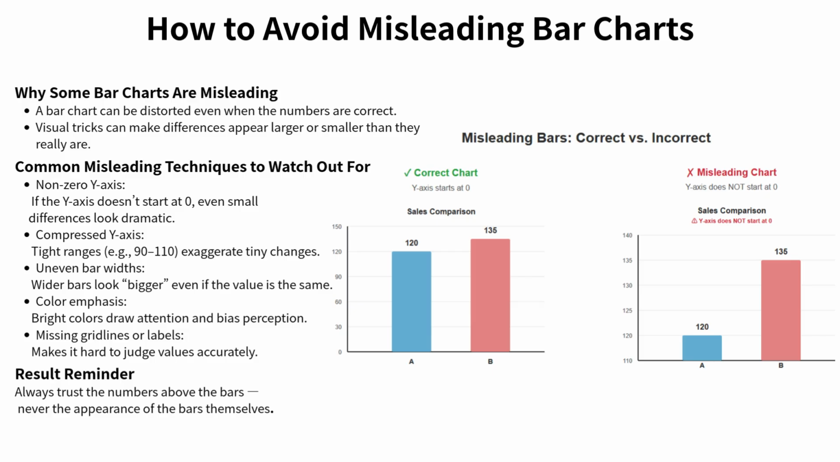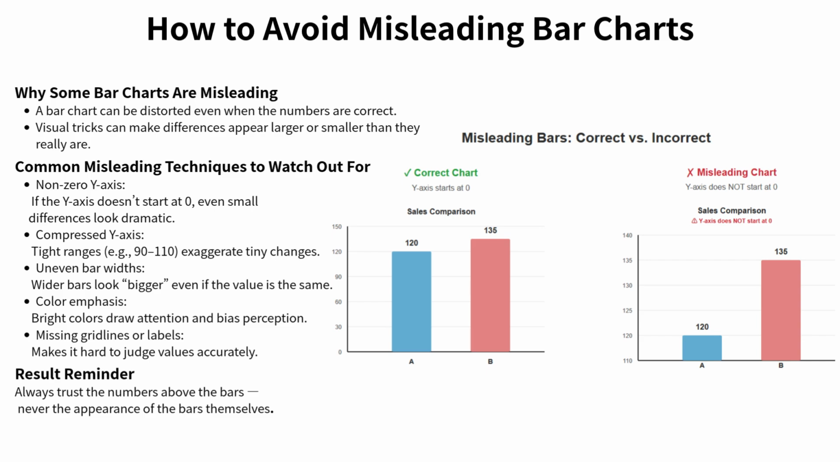The numbers are exactly the same, but the y-axis no longer starts at 0. Instead, it begins at 110. As a result, the bars appear dramatically different in height. Even though the real difference is only 15 units, it visually looks 2 or 3 times larger. This is one of the most common tricks used to distort data.